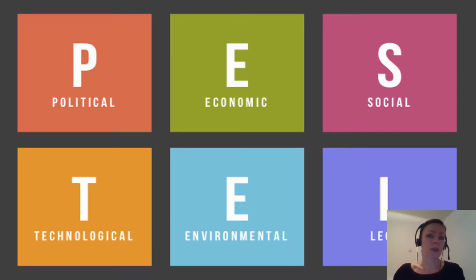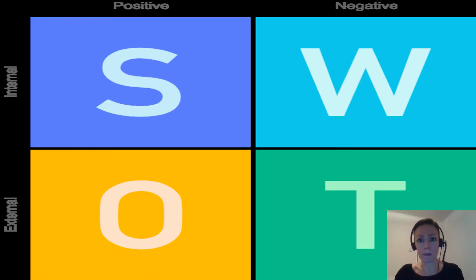PESTEL is a kind of framework tool to analyze the external environment from 6 macro-level perspectives. These are political, economical, social, technological, environmental, and legal. This is one of the must-haves when planning to start international sales or expanding the operations to a new country.